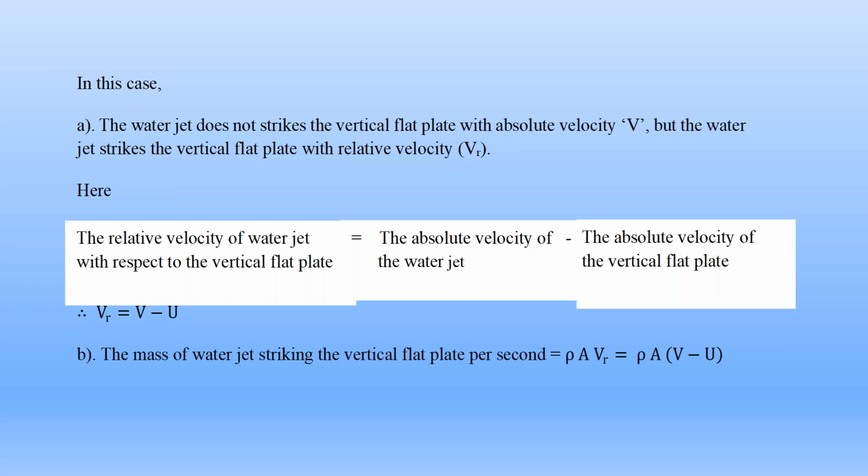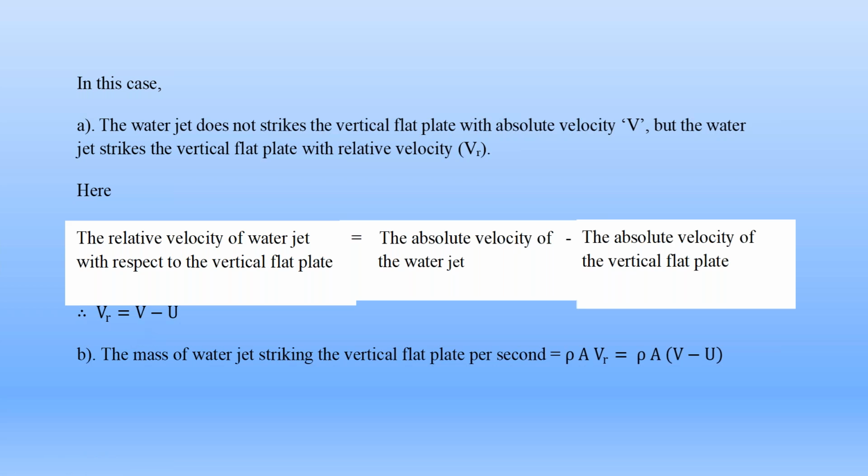We know that in this condition, the water jet and the plate are both moving in the same direction. The relative velocity is also in the same direction. So VR is equal to V minus U. Since the water jet is striking the moving plate with relative velocity, please follow this carefully.